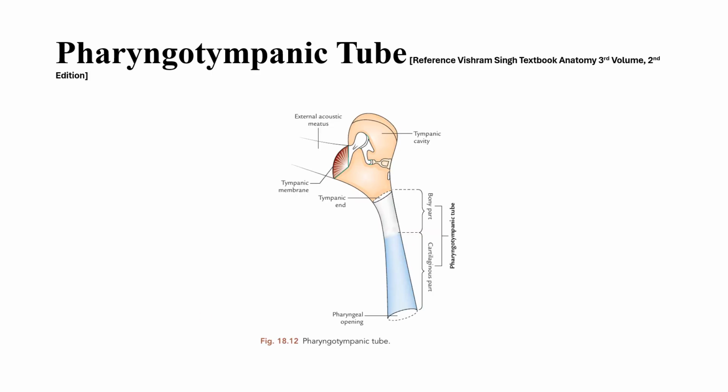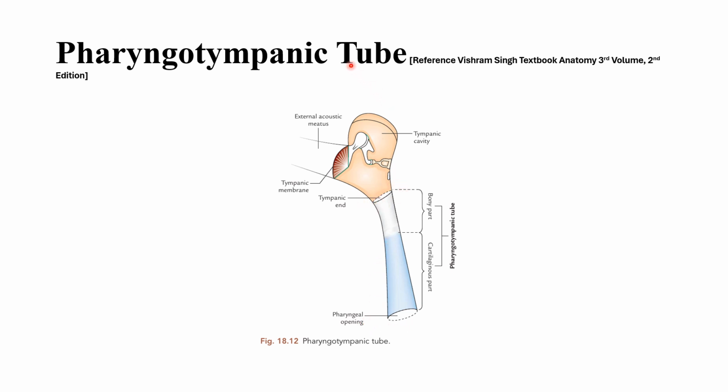Now let's see this pharyngotympanic tube. We will discuss it separately, but here I am just pointing out that this pharyngotympanic tube has two parts. It has a bony part, this is the white colored bony part, and this is the cartilaginous part. This side is the pharyngeal opening and this side is the tympanic opening.